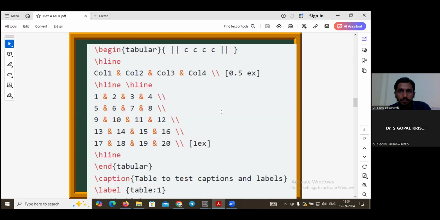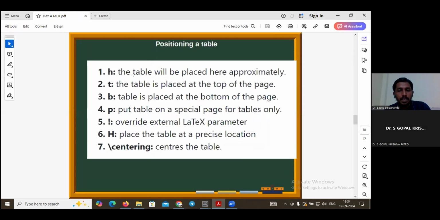See, if you want the table at an approximate place, then you use \begin{table}[h]. If you want the table placed at the top of the page, use \begin{table}[t]. If you want the table at the bottom, use [b]. And capital H is the main thing. When you write capital H, the most precise location where you want it, only there you can place the table.